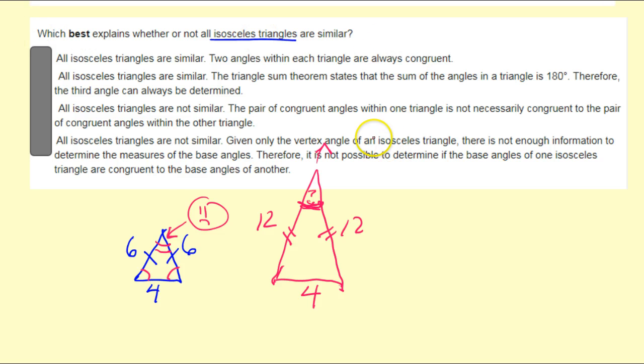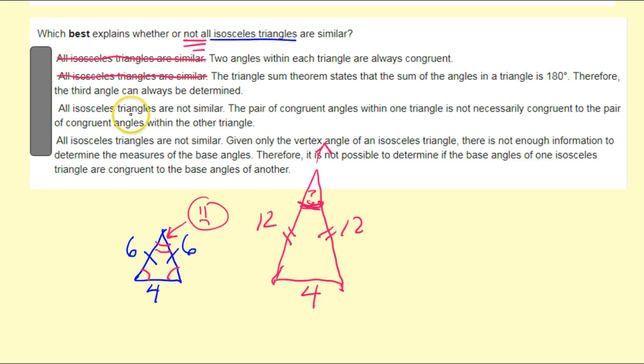Anyway, let's look through and see if we can recognize any of the thought process that we just did. First of all, we decided that all isosceles triangles are not similar. Not all isosceles triangles are similar. So if any of these statements say that all isosceles triangles are similar, that's definitely wrong. So all isosceles triangles are similar. Boom, that's wrong immediately. I don't have to read any further. All isosceles triangles are similar. Boom. I already know that's false. Okay, so it's got to be one of these two.